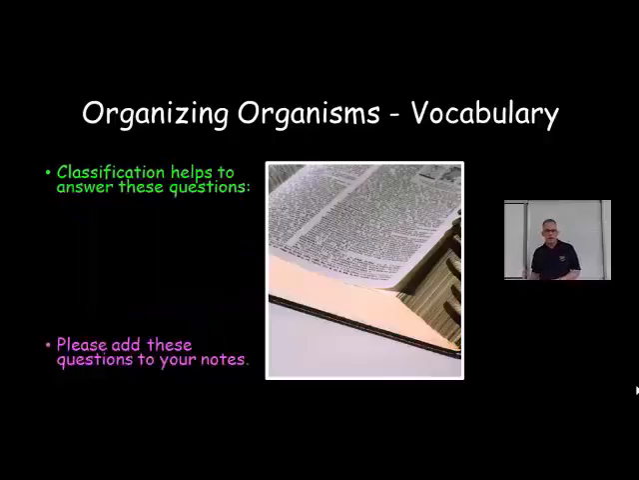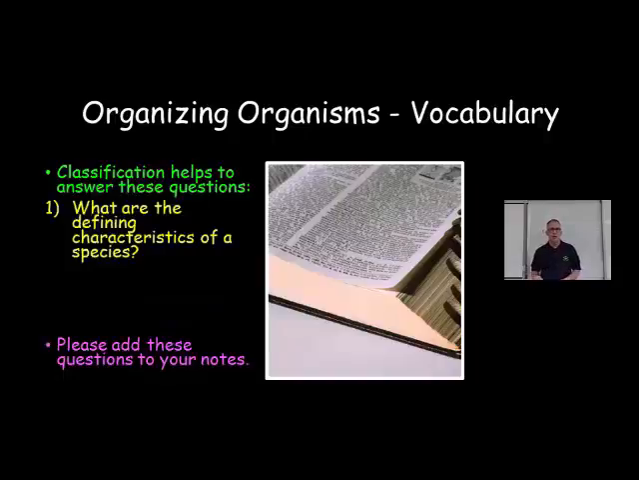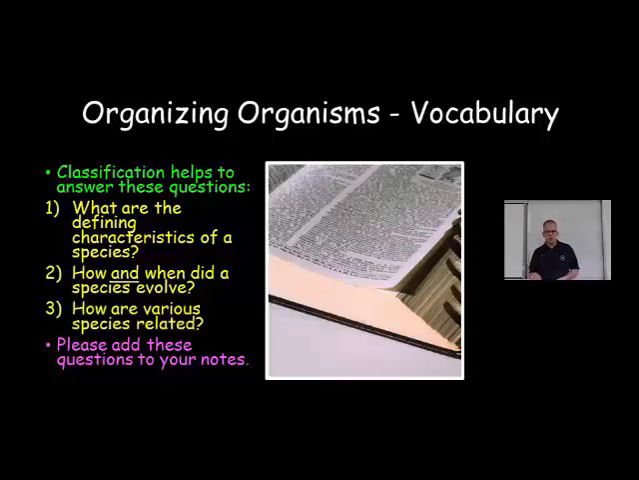Let's go ahead and take a look at, everybody, 3 questions that classification helps to answer. Here's the first question. Classification helps to answer, what are the defining characteristics of a species? It also helps to answer this question, how and when did a species evolve? And finally, it helps to answer this question, how are various species related to one another? So, one of the things, again, you'll notice it says, please add these questions to your notes. So make sure you got the definition on these 3 questions.